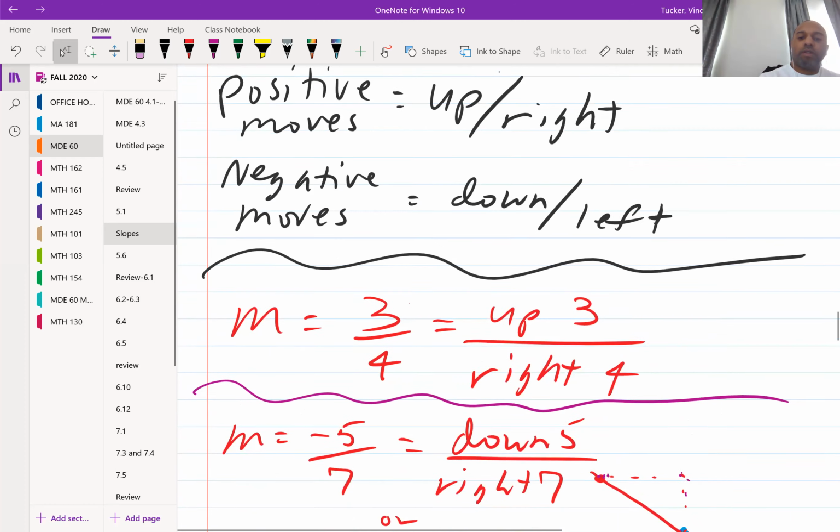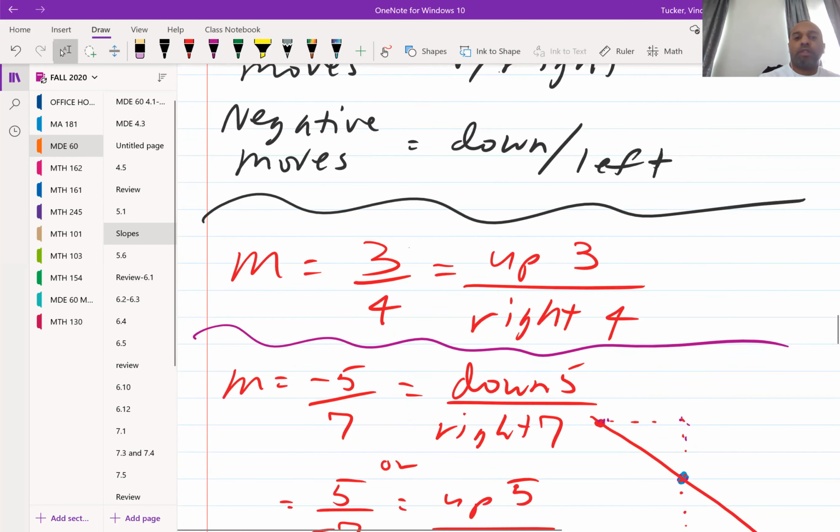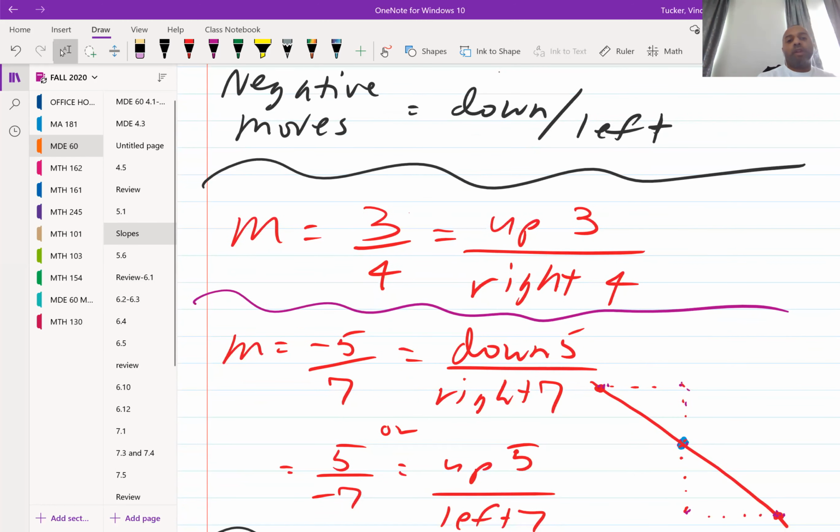All right, so just a few examples. If my slope was positive 3 over positive 4, that means I will go up 3, right 4, because both of them are positive.